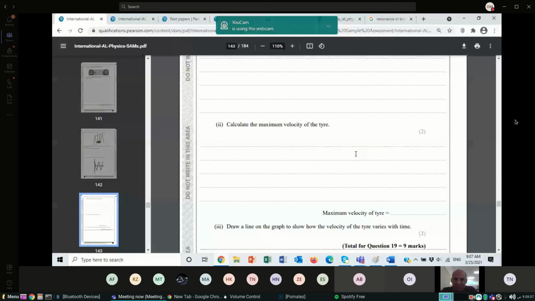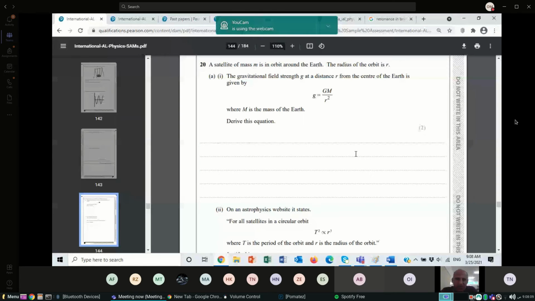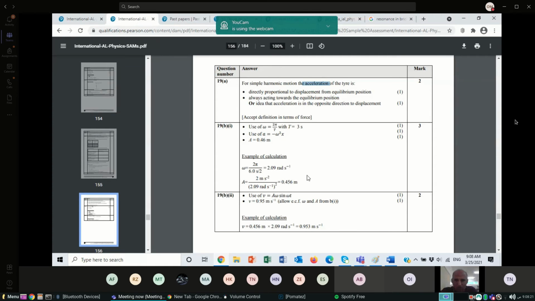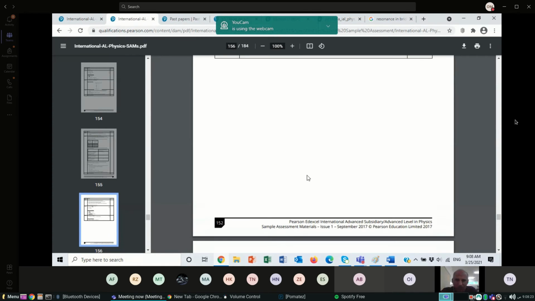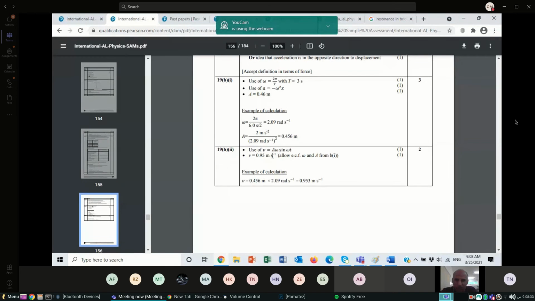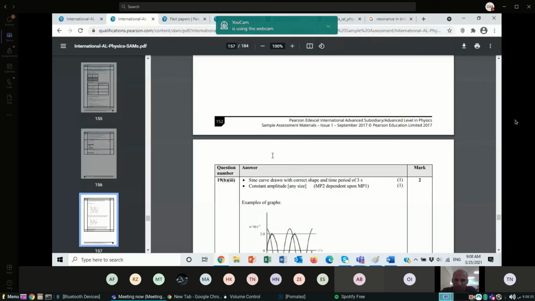Probably last question. Derive this equation, you can easily derive this equation. Nothing wrong with this thing. We are not supposed to use this formula. We are supposed to use the maximum velocity formula, plus minus WA. So this is what you have to draw, a sine curve. You have to draw a sine curve. This is what you have to draw.